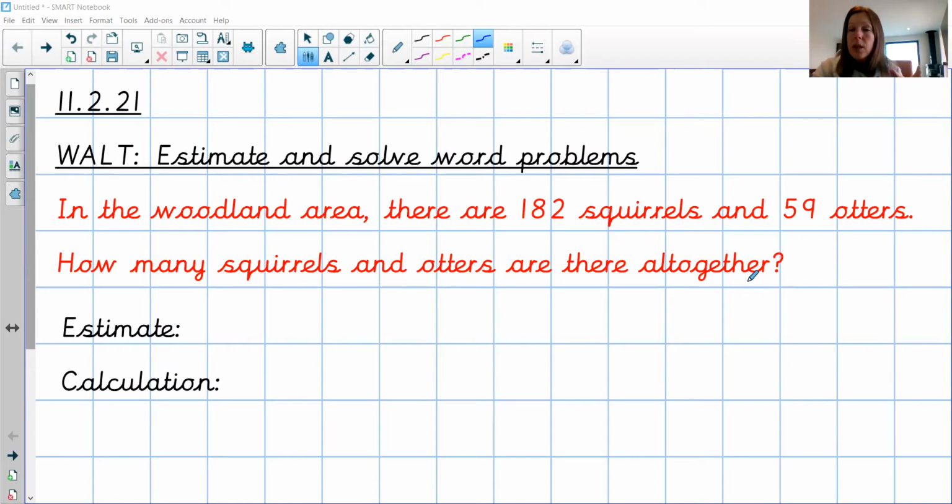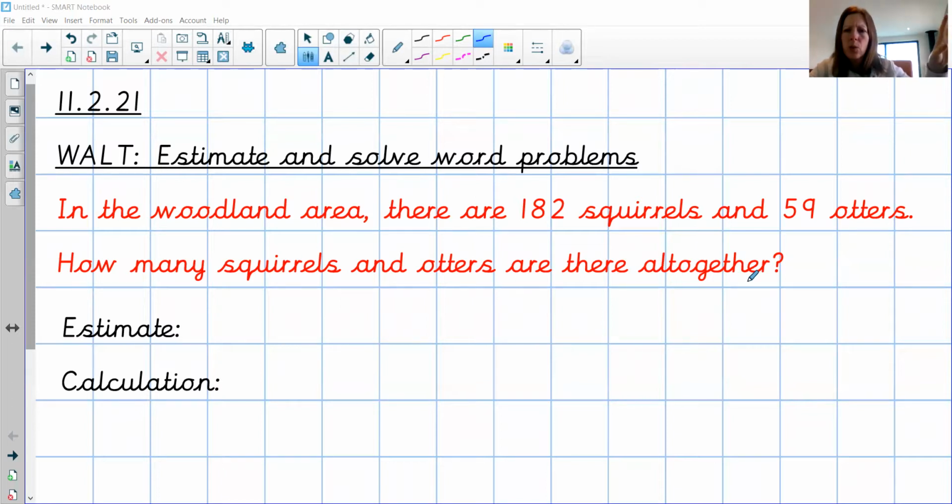And I want you, in the same way, when you get your word problem questions, to do a similar thing, okay? So how I set it out now is how hopefully you're going to be setting it out for me as well. So we've got a date, we've got our WOT, and our WOT today is to estimate and solve word problems. So here's our word problem. In the woodland area, there are 182 squirrels and 59 otters. Fancy that, squirrels and otters in the woodland. How many squirrels and otters are there all together? Okay, so that's our question there.